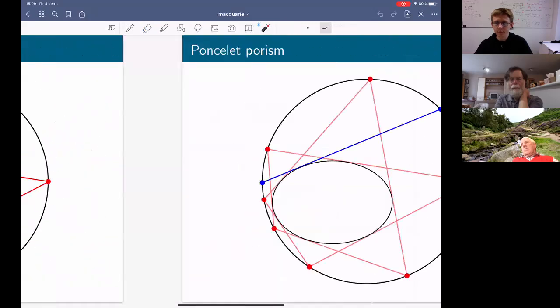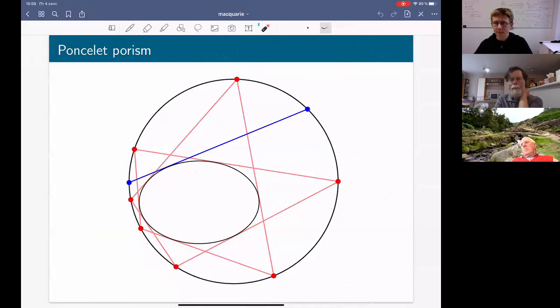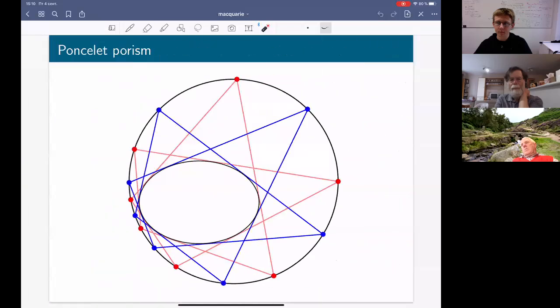But now let's try another one. Knowing that we have a closed heptagon inscribed in one conic and circumscribed about another one, let's play the same game but now starting from another point of the outer conic. This is the first segment here. There we have the second blue segment, the third one, the fourth, the fifth, the sixth, and finally the seventh one again closes the polygon. So this is an interesting coincidence.